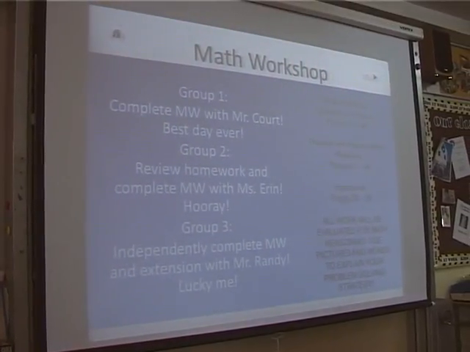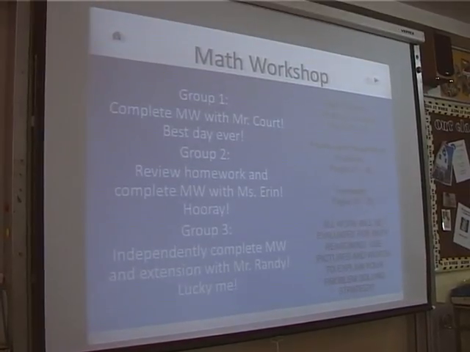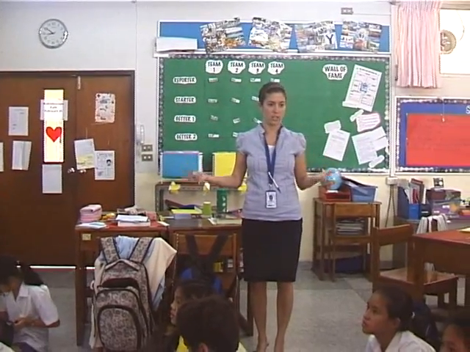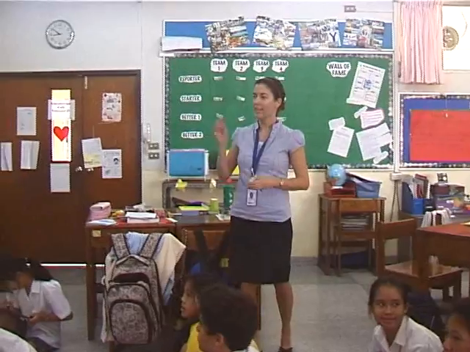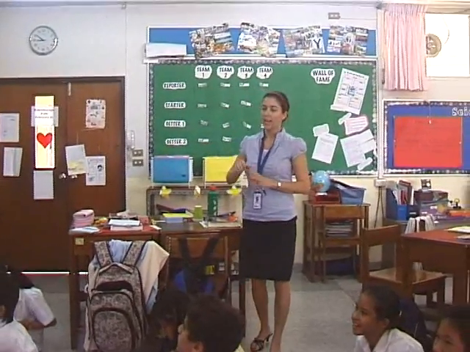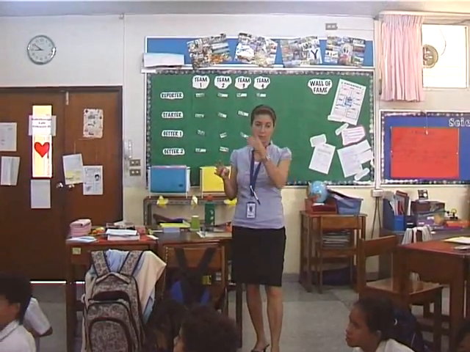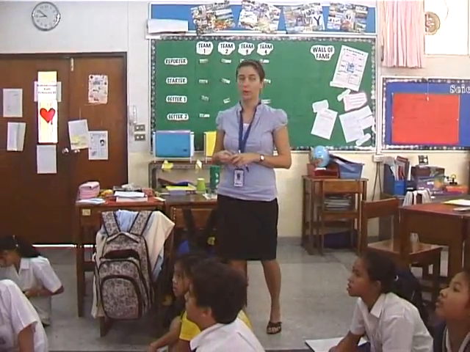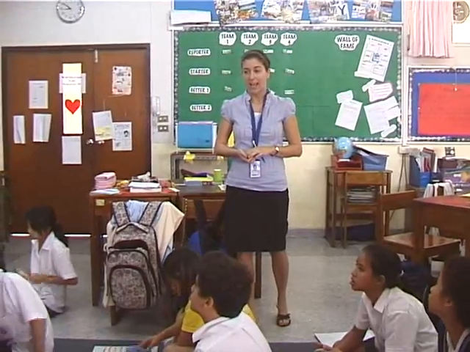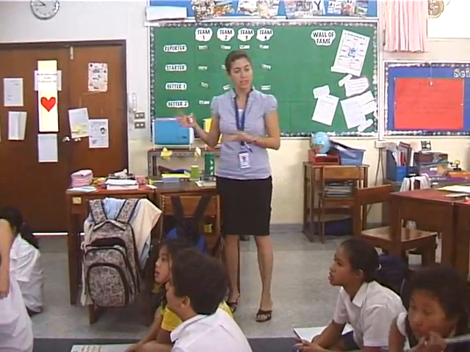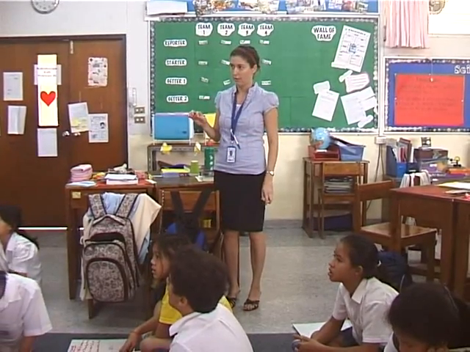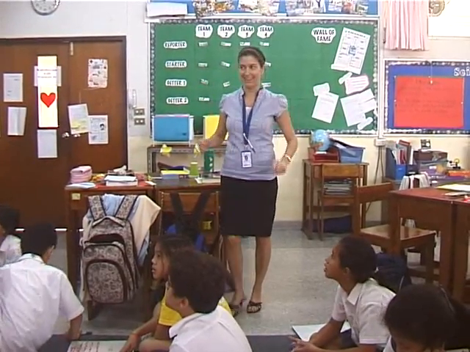The first group can work with Mr. Court, and Mr. Court is going to work on math workshop, maybe go over some of the homework. It's your best day ever because you get to go work with Mr. Court. Okay, group 2 would kind of be the yellow group. If we were putting groups in the baskets, we would be in the yellow basket. I'm going to review the homework with you and complete math workshop. These are the people who get most of it, but maybe have some questions and need still a little bit of help here and there. And hooray, because you get to be with me.